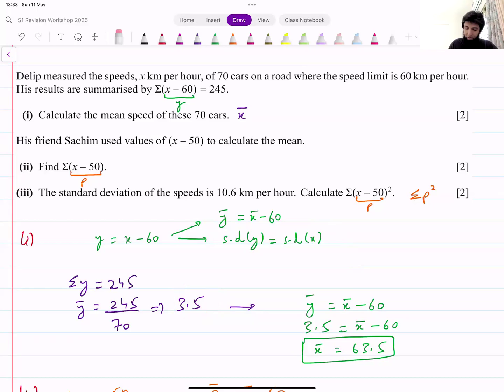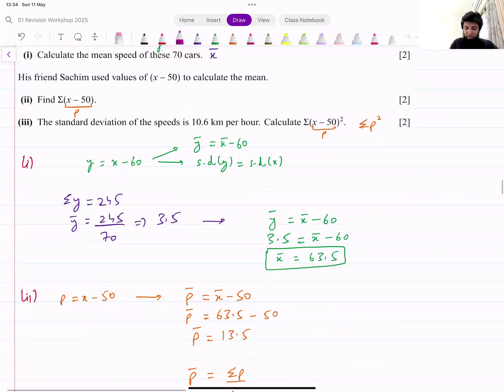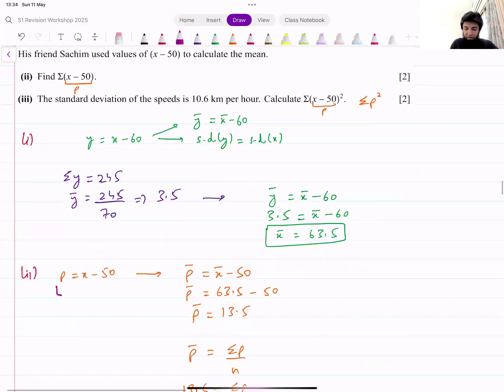Okay. Now they're saying his friend Sechin used values of x minus 50 to calculate the mean. Find sigma (x - 50). Again, you can replace this with another letter. I've used p here for that. We need to find sigma p, right? So that's another substitution that we can use now. P is equal to x minus 50. Now, if p is equal to x minus 50, the relationship between their means is also going to be the same.